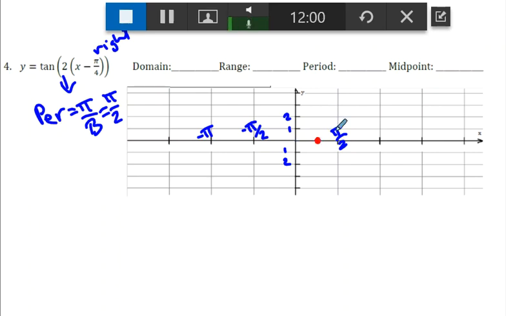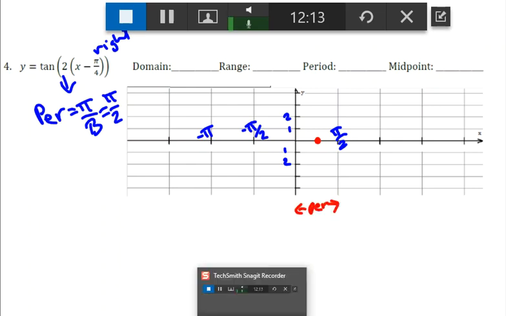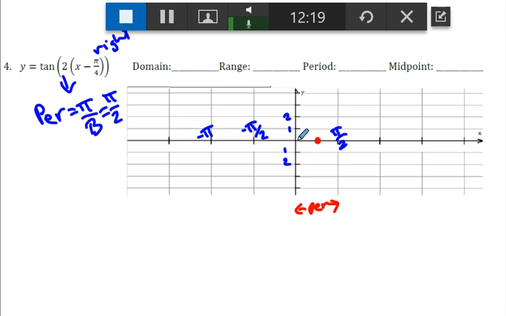Is that what you guys got for your midpoint? Okay, because you have to start with the midpoint. And then the whole length of the graph, the whole entire period, is pi over 2. So the whole thing fits in just that small space. You need to go half of the period to the left and half of the period to the right. So what's that actual distance, half of pi over 2? Pi over 4, yeah. So you're just going pi over 4 to the left.